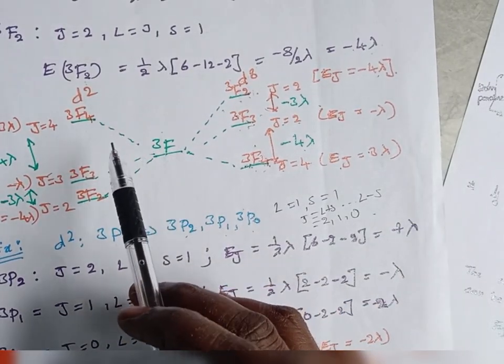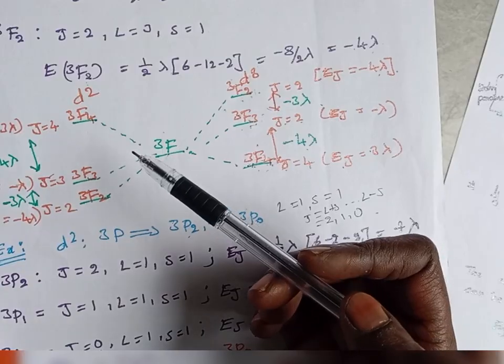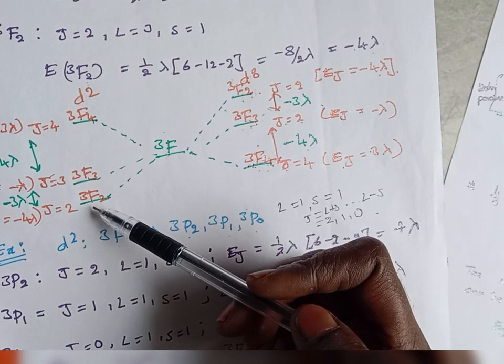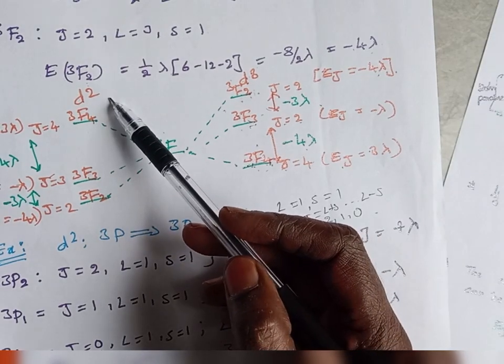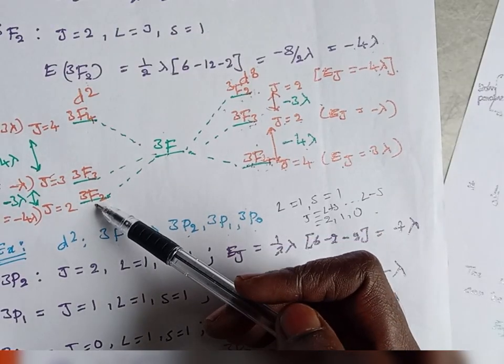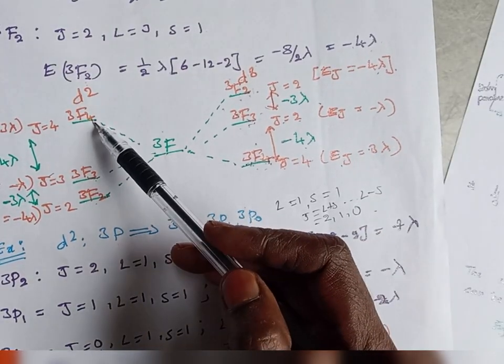So if we arrange for d2 configuration, the state which is having the lowest J value will be the lowest energy level for less than half-filled configuration, according to Hund's third rule, right? So 3F2 is the lowest energy level, 3F3 and then 3F4.